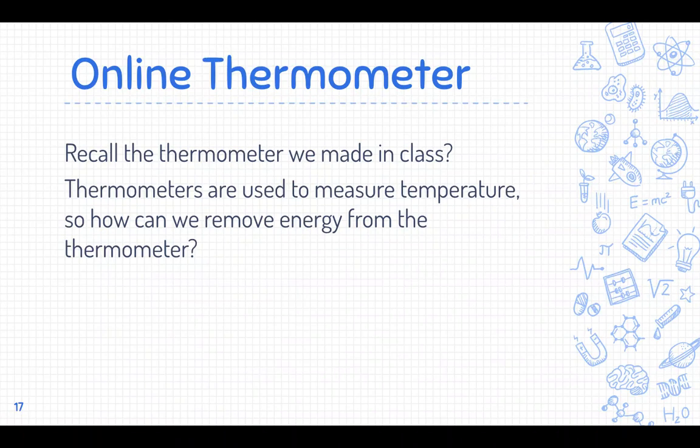So in the hot water, it expanded. It took up more space. So that's what filled up the tube. And in the cold water, it contracted and went down the tube. So how can we remove energy from our thermometer?